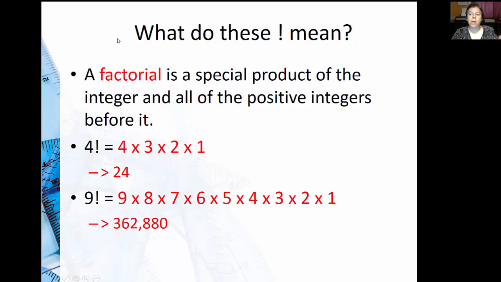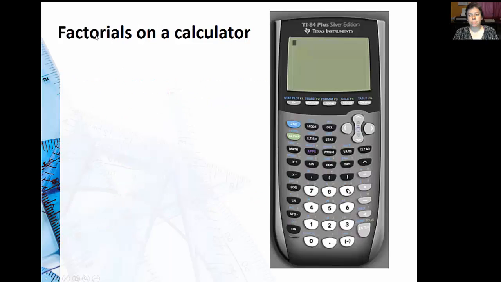So 9 factorial would be 9 times 8 times 7 times 6 times 5 times 4 times 3 times 2 times 1. Now, you're probably thinking, that's kind of a pain to enter on a calculator, and I would totally agree with you. So this is one of the times you're going to see me say, go ahead and grab that calculator, although I don't mind you using it to multiply and divide, but it's really handy for factorials.